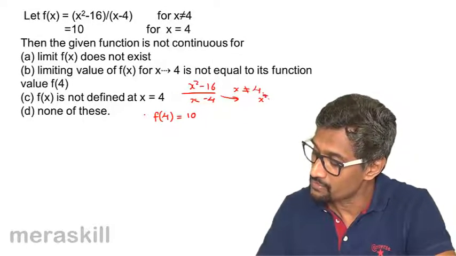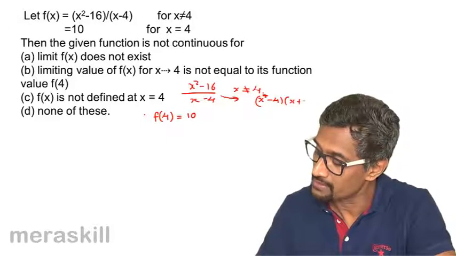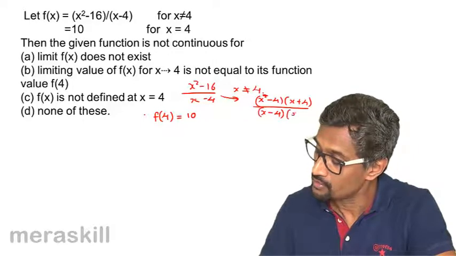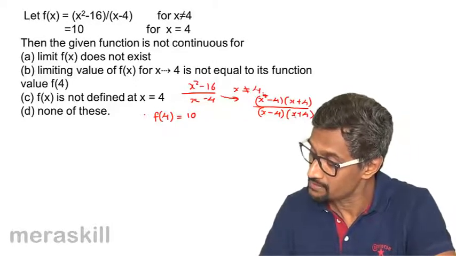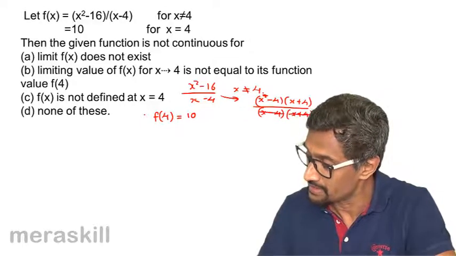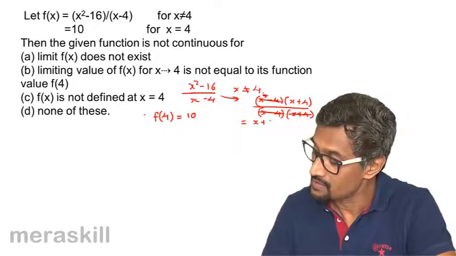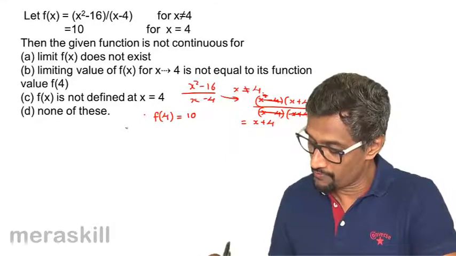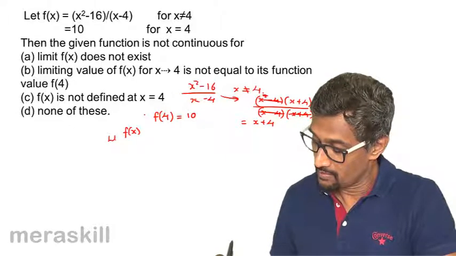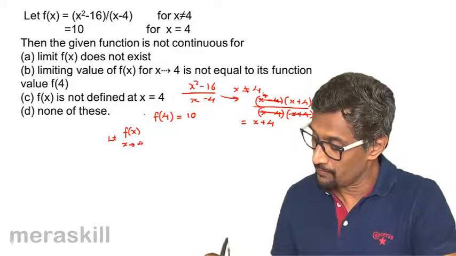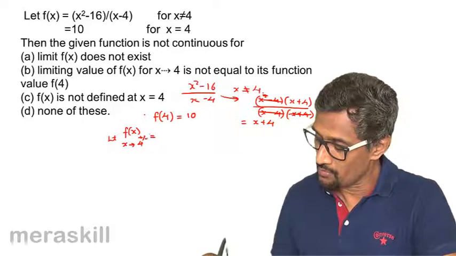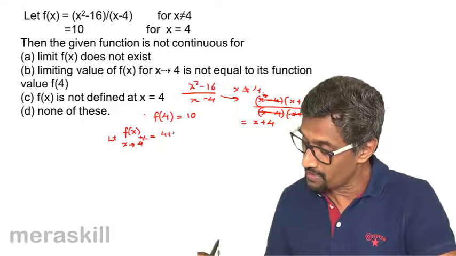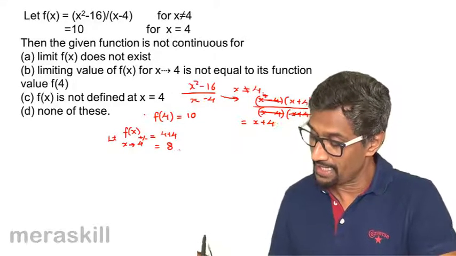Now considering this, it can be written as x square minus 4 square, which is x minus 4 into x plus 4 upon x minus 4. Sorry, the x minus 4 gets cancelled. So that means this becomes x plus 4. That means for the limit as x approaches 4, whether from plus or minus, for any value of x other than 4, it is going to be 4 plus 4, which is 8.